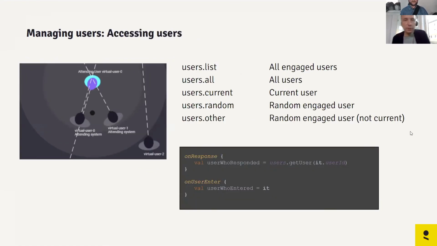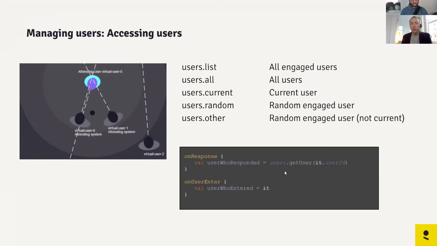So in your code, you can access your users by these different collections. You can say users.list, which will give you a list of all engaged users, and users.all, which is actually all the users, including the ones who are not engaged, like the person standing over here. Typically, you don't want to do that, but there might be very special cases where you would like to. And you can access the current user, which is the one that Furhat is now attending to. That is the current user. A random user, which gives you a random engaged user. So that would be someone of these. Users.other, which is a random engaged user who is not the current user. So in this case, this would be this person here.